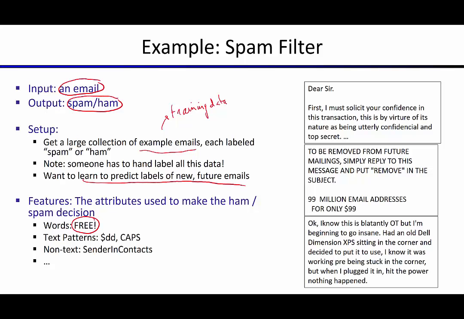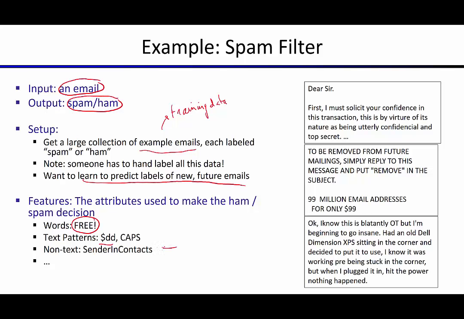It's probably not the right thing to do because maybe one of your friends found this really great deal and is sending it to you and you still want to see it. But it's indicative that it's more likely to be spam than ham, so it's something you might want to extract. Text patterns. If dollar amounts appear, again, maybe you think that's indicative of more likely being spam. If things are all caps or there's a lot of caps, again, maybe it's likely to be spam.